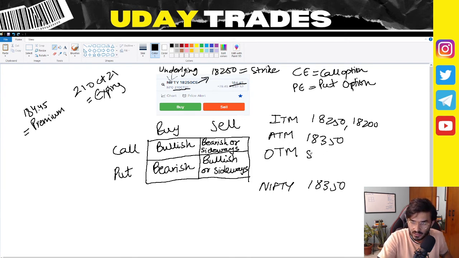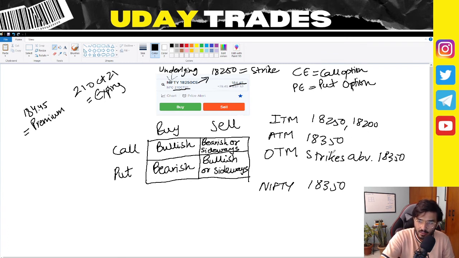The strikes above 18,350 will be out of the money, and strikes below 18,350 will be in the money, because the spot price, for example Nifty, is at 18,350. We are calculating based upon this. This is for call options.